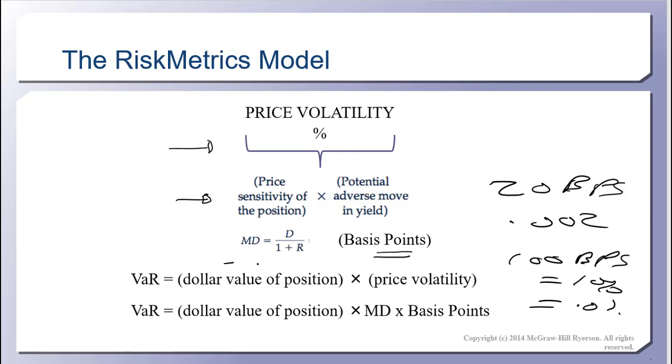But now we're moving over to the price sensitivity of the position. We're measuring that in terms of modified duration. So the modified duration equals D divided by 1 plus R. What is D? That's duration. And what is R? R is the yield. We're going to see that on the next slide. But again, as a quick review, VAR equals the dollar value of the position times the price volatility. Or we can break that down to VAR equals the dollar value of the position times modified duration times the basis points. So again, here we can see 3 variables. Given 2, can we calculate the third?